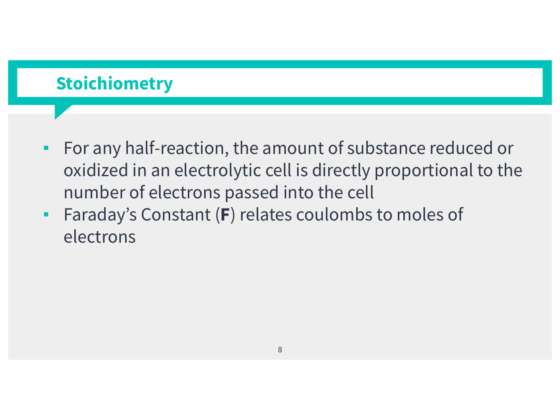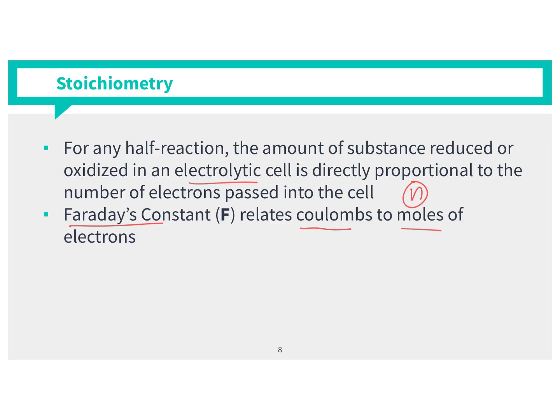Now, for any half reaction, the amount of substance that's reduced or oxidized in an electrolytic cell is proportional to the number of electrons passed through the cell. If we remember back to the Nernst equation, this is n, that value n. The amount of oxidation or reduction is directly proportional to the number of electrons, and we use Faraday's constant, F, to relate coulombs to moles of electrons.